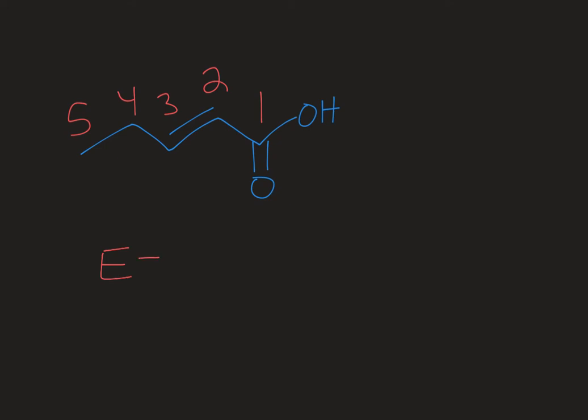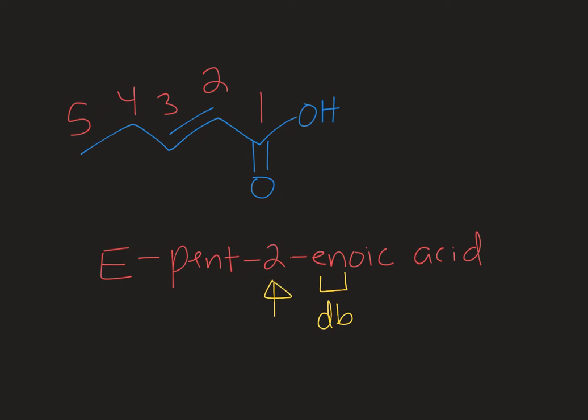So E, and then it's going to be pent, and I like to put the locant right before the modifier just for clarity. So this would be 2-ene, and then instead of that last E, oic acid. So the ene tells me that I have a double bond, and the 2 tells me where it is. And then the oic acid tells me that I have this carboxylic acid functional group. And again, there's no locant because I know it has to be at the end, and it's the one position because it's the highest priority group.